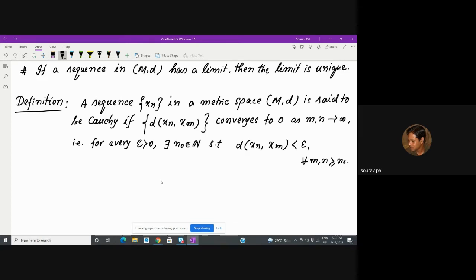So a quick lemma, and I shall request you guys to show me a proof. A quick lemma: every convergent sequence is a Cauchy sequence in a metric space.